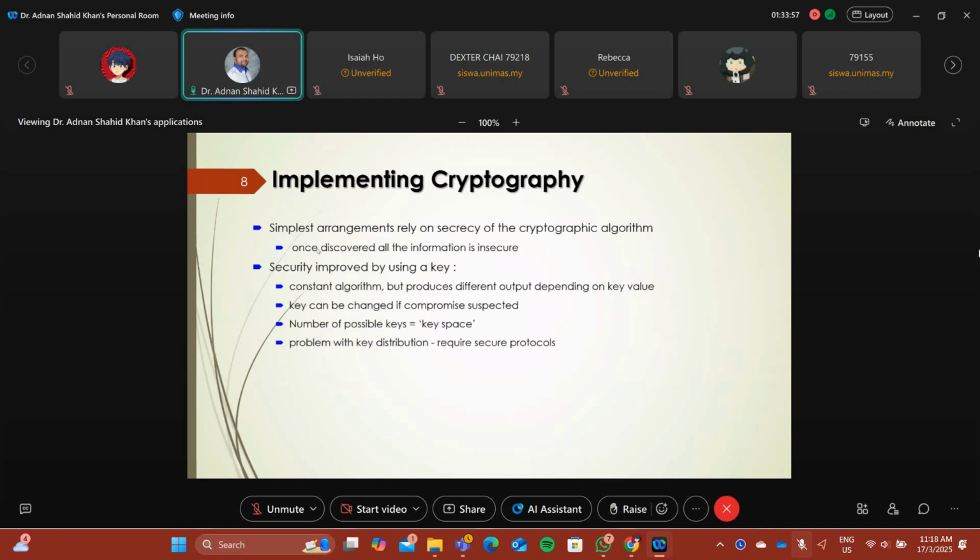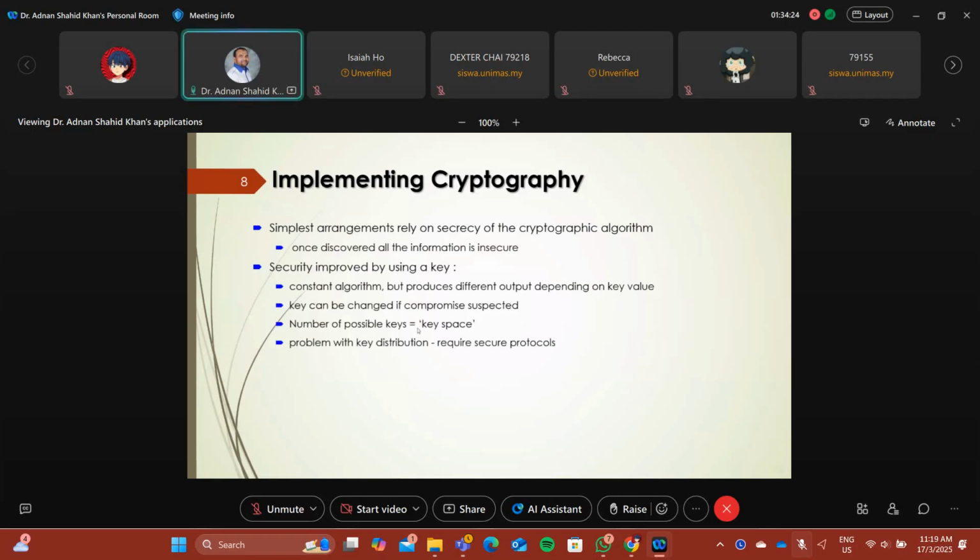However, once it's discovered, all the information is insecure. It's a compromise. Security is improved by using a key. DES, AES, RSA, they're all using keys. Constant algorithm, but it produces different output depending on the key value. The key can be changed if compromise is suspected.